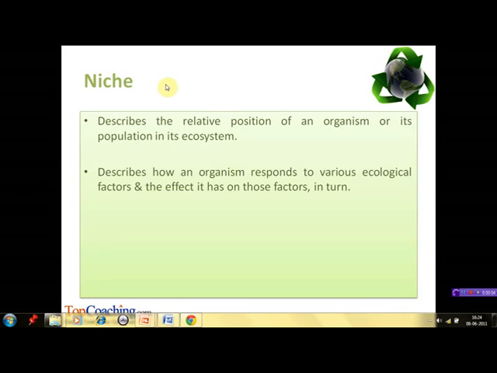Niche. We have used this term earlier as well. It describes the relative position of an organism or its population in the ecosystem. It describes how an organism responds to various ecological factors such as the distribution of resources in its environment, competition faced by it from other organisms of the same species or different species, and the effect the organism itself has on those factors.